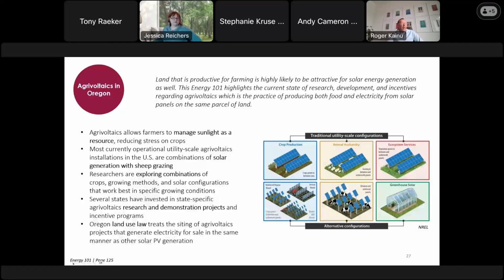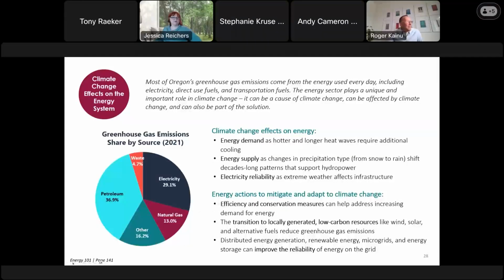Small-scale agrivoltaic projects intended to generate power for use on site would likely not need to obtain a conditional use permit or Goal 2 exception. Next slide. Let's move on and discuss greenhouse gas emissions.